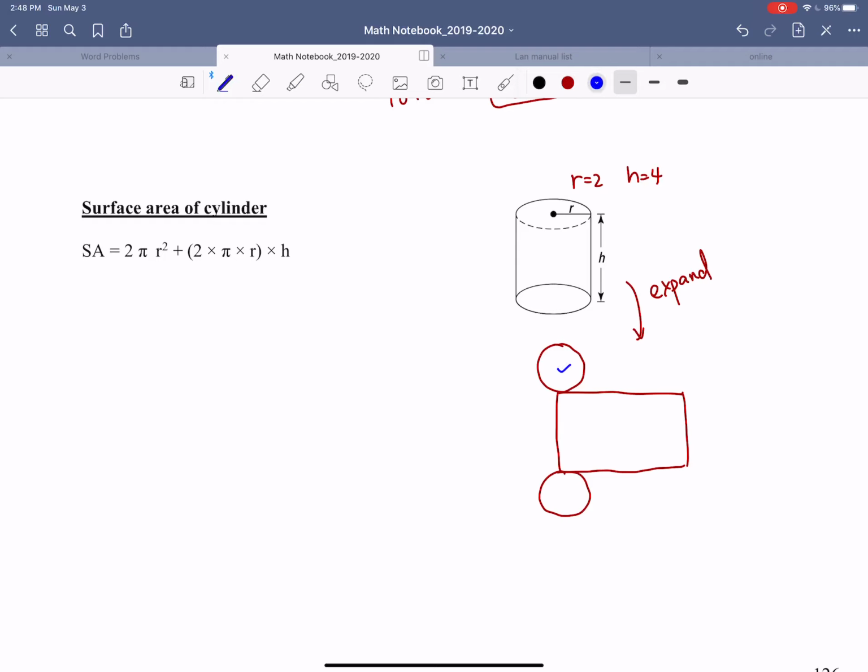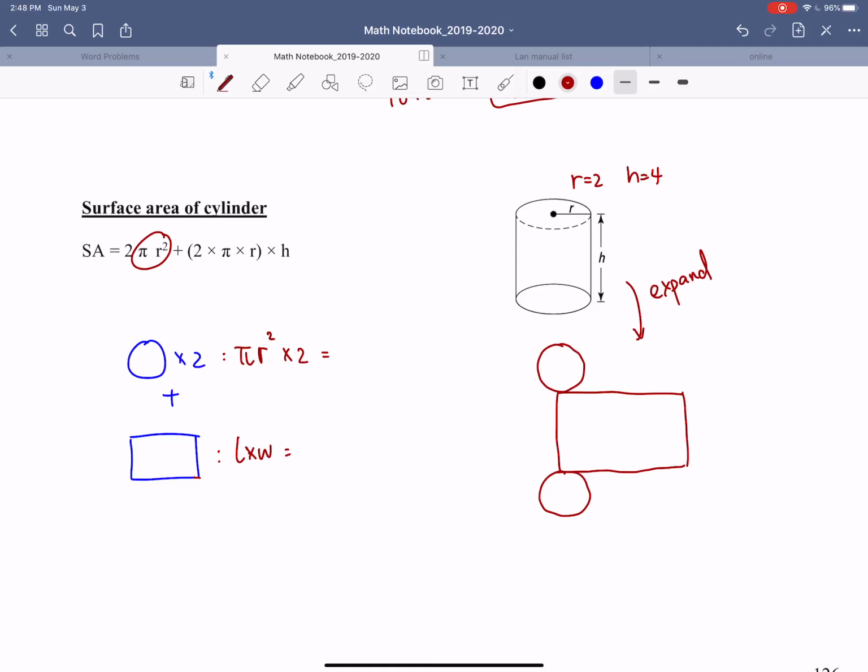Let's calculate it. It's basically this area times 2 plus this area: the circle times 2 plus the rectangle. All cylinders are like that. The area of a circle is always pi r squared, so pi r squared times 2. And the rectangle is always length times width.